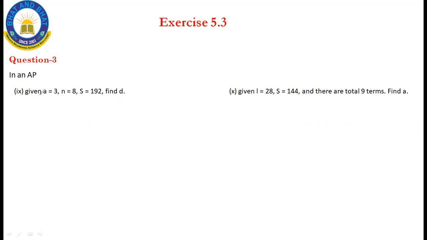Yes. So ninth question, we have been given the first term A is equal to 3. We know how many terms are there in the AP. S has been given to us as 192. We are just to find out what is D. It is very, very simple, correct? So it is very simple, so let's solve it here itself. It is so simple that I need not give it as assignment.